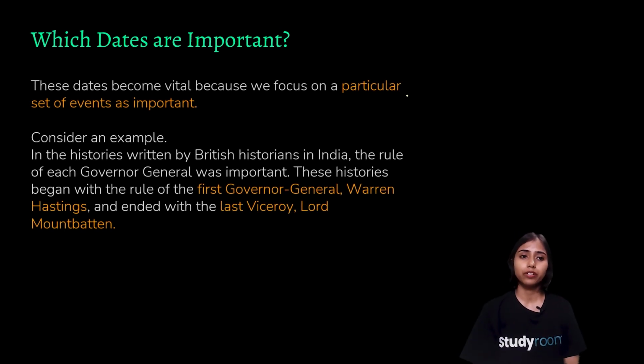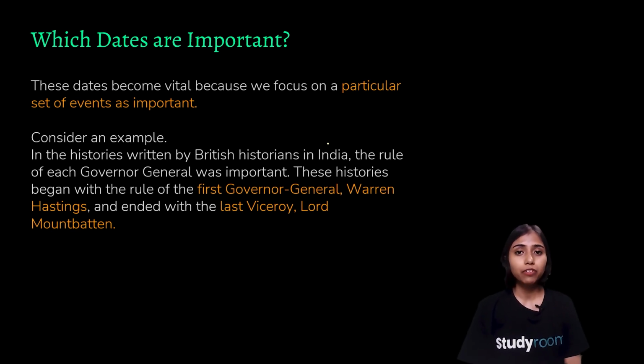Which dates are important? These dates become vital because we focus on a particular set of events as important. Consider an example. In the histories written by British historians in India, the rule of each Governor General was important. These histories began with the rule of the first Governor General, Warren Hastings, and ended with the last Viceroy, Lord Mountbatten. So, as I said earlier, there can be different perceptions towards what a historian is writing.